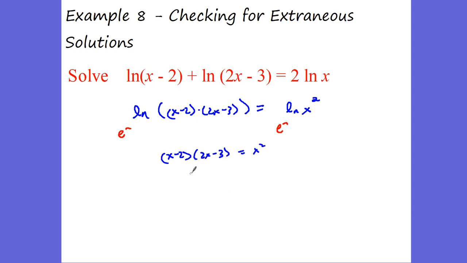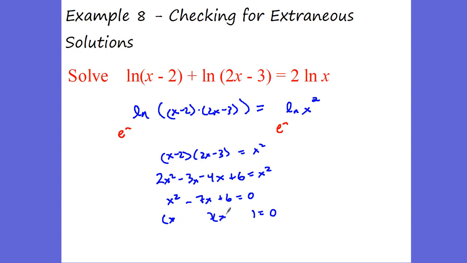And we're going to do a little bit of foiling here. So we have x times 2x, that's 2x squared. We have minus 3x, the inside guy, minus 4x plus 6 is equal to x squared. We can subtract this x squared on this side. So we're left with x squared minus 7x plus 6 is equal to 0. And now we're going to do a little bit of factoring again. So what equals x squared is x times x. What equals 6 is negative 6, negative 1, which means our factors give x can equal 6 or x can equal 1. So those are possible solutions.